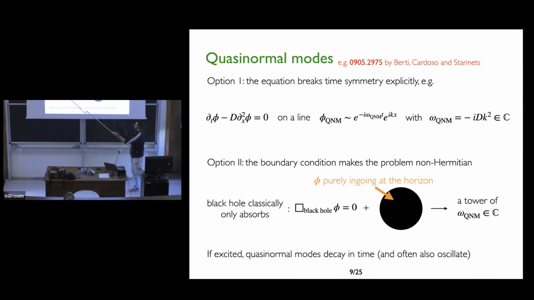And there's a second option over here, which is that the boundary condition makes the problem non-Hermitian. And this is precisely what happens in the context of black hole physics. So the black hole horizon acts as a one-way membrane, and this breaks time reversal symmetry, and this gives rise to a tower of quasi-normal modes that you know from holography, but you also know them, at least the lowest lying one, from LIGO-type physics for astrophysical black holes. And if excited, quasi-normal modes decay in time explicitly, right? So after a while, they should be gone from the analysis, possibly apart from the lowest lying one, and often also oscillate.